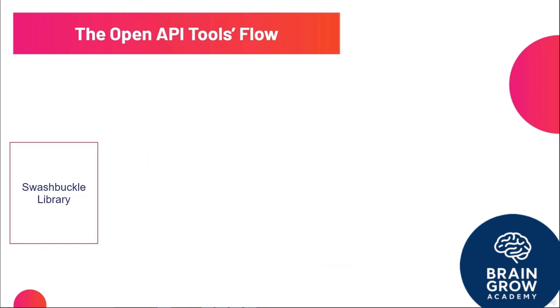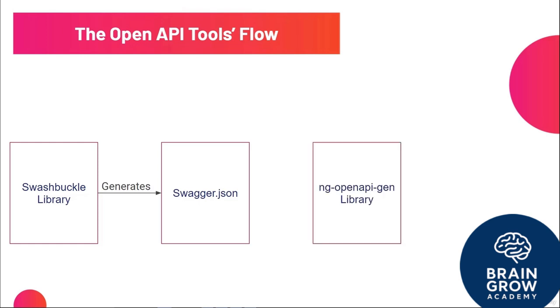Yesterday, we added the Swashbuckle library to our web API project. The library is capable of generating documentation for the API as we have seen. So the Swashbuckle library can also reveal the JSON version of the application's REST interface as a Swagger JSON file, right? We took a look at that yesterday. The ng-openapi-gen library on the other side, which is an npm package we can use for Angular, takes the Swagger JSON file as input, right?